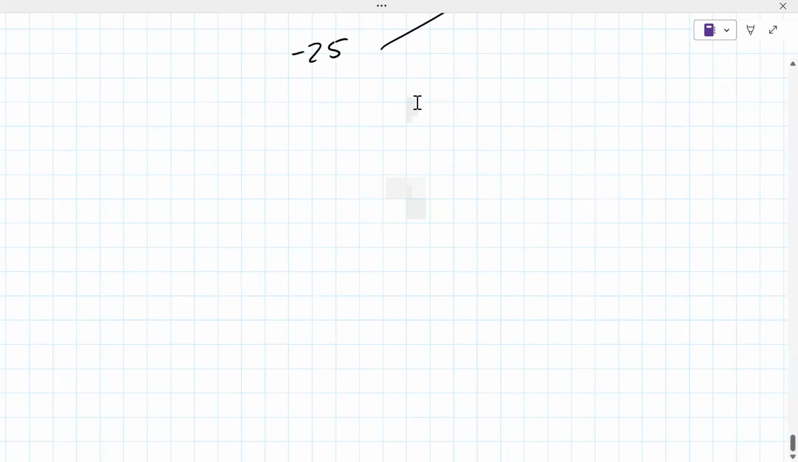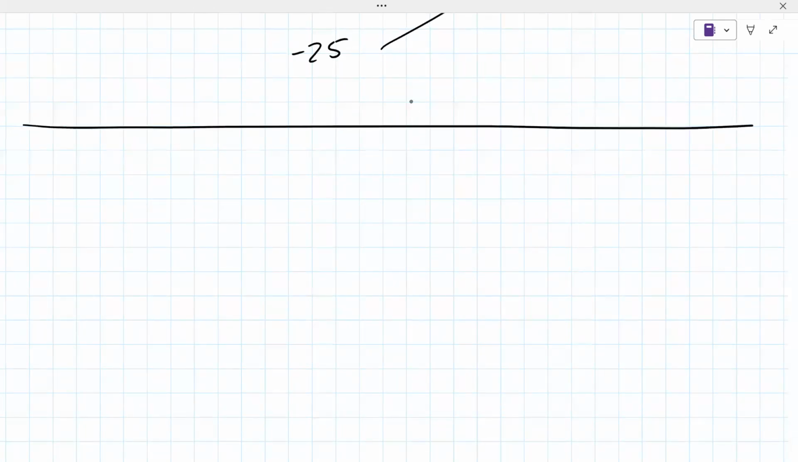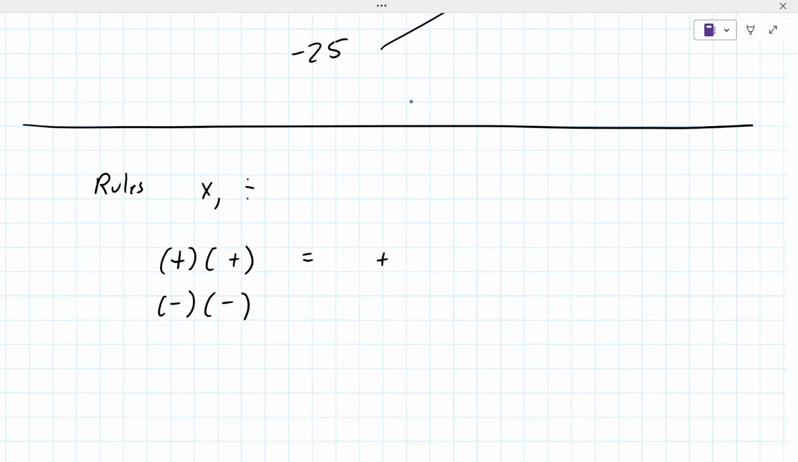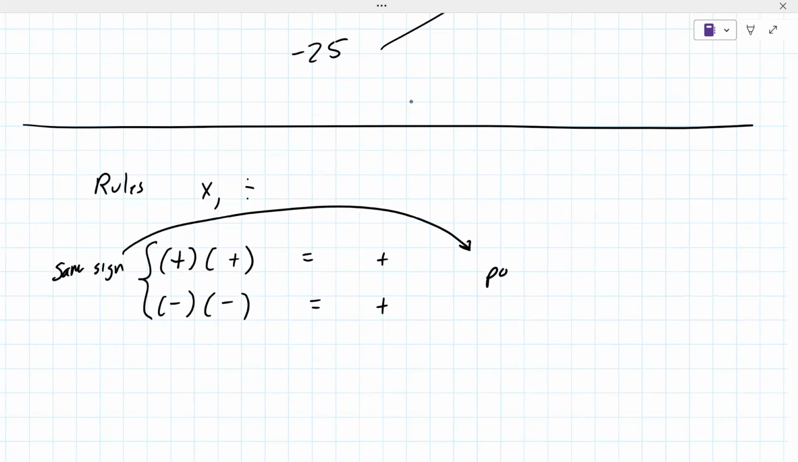All right. So let's talk quickly about multiplication. Not to be confusing, but these rules are different for multiplication and division. You probably already know these, but a positive times a positive is a positive, and a negative times a negative is a positive. Whenever they are the same sign, the answer becomes positive. It's always positive.